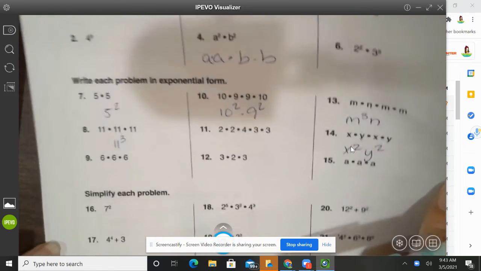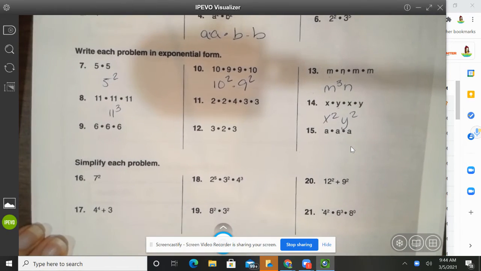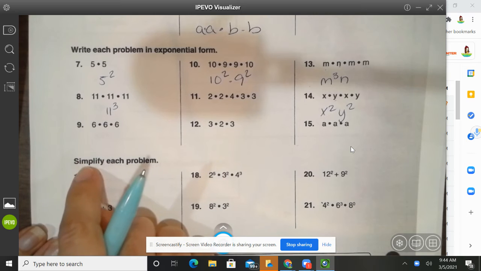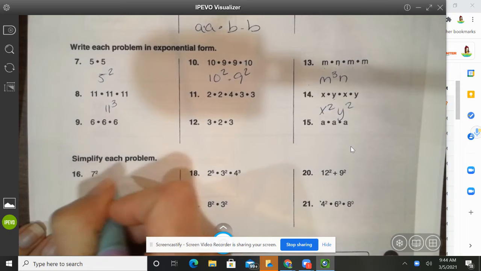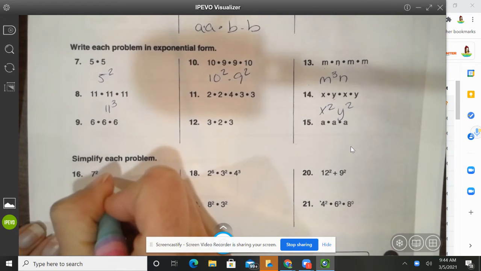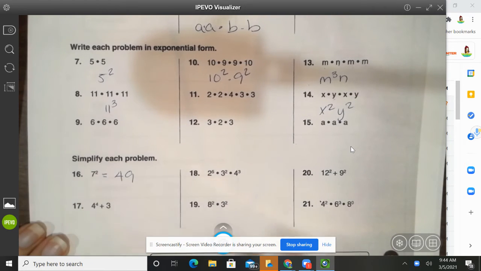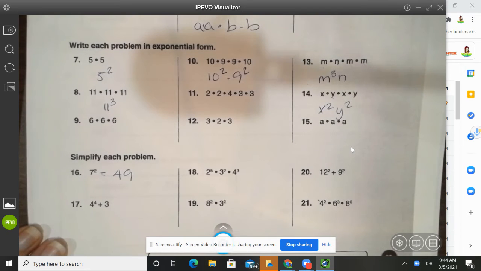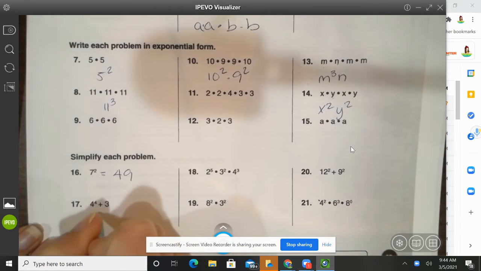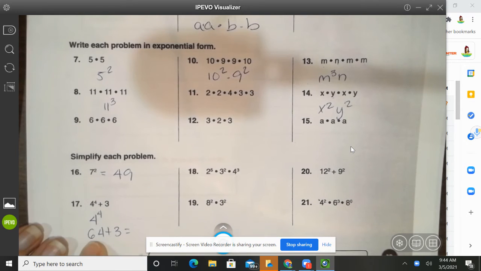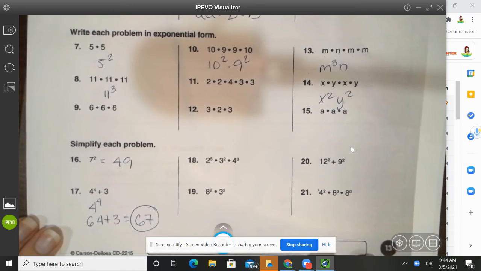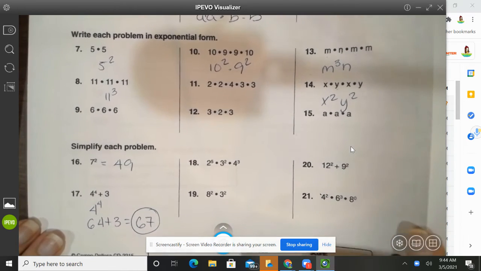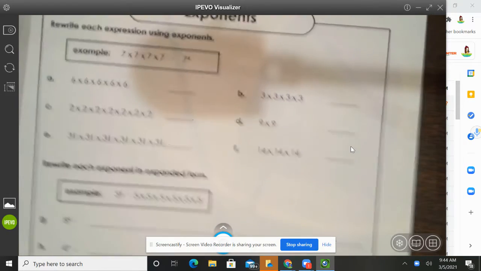And then one more form where you have to find the answer, which is to simplify each problem or find the standard answer here. So that's 7 to the 2nd power, that's 49, right? So that's 4 to the 4th power, it's 64 plus 3, right? So that's 64 plus 3, that's 67, and that's the answer here, okay? All right, so let's keep going here really quick.